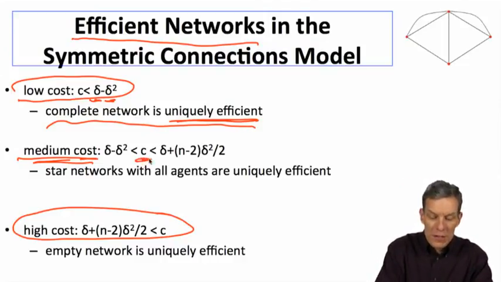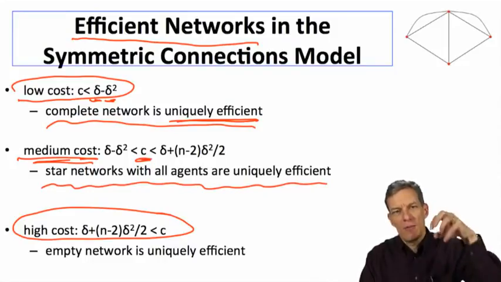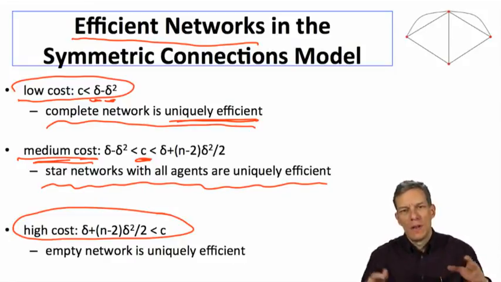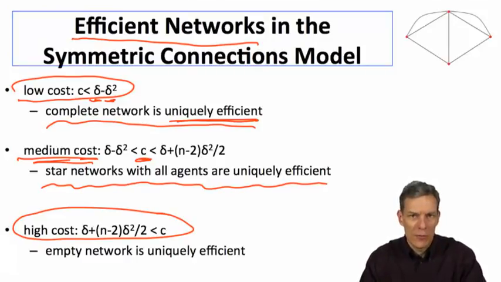In a middle range, then star networks are going to be uniquely efficient. So the only architecture which is going to be efficient is going to have somebody in the center, and then everybody else has one link to that person, and that's going to be the thing that maximizes the total sum of utilities in a society, and the only thing which maximizes the total sum of utilities. So it's that does it, and it's the only type of architecture that does it.